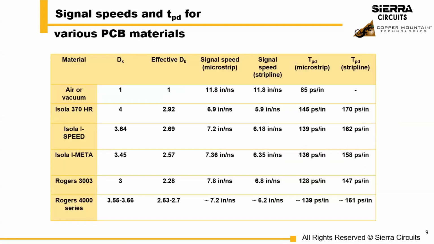Here's a chart which shows the effective dielectric constant, signal speeds, and propagation delays in these different structures, microstrip and strip line, for a few different materials. And these materials are very commonly used at Sierra and I think around the world, really.